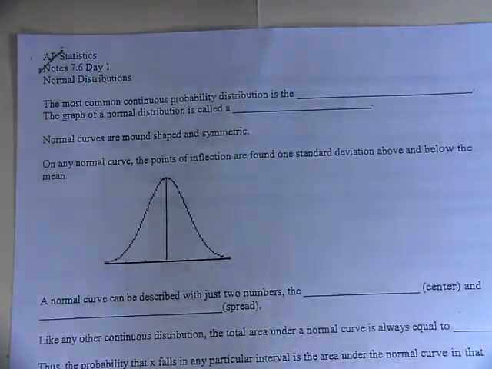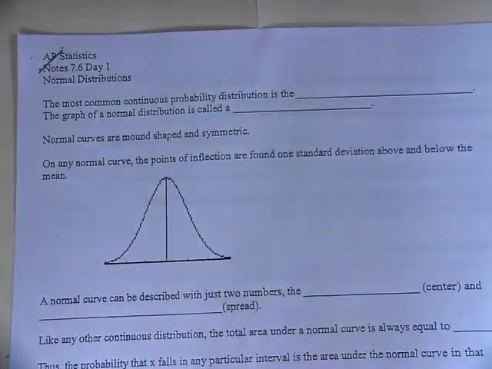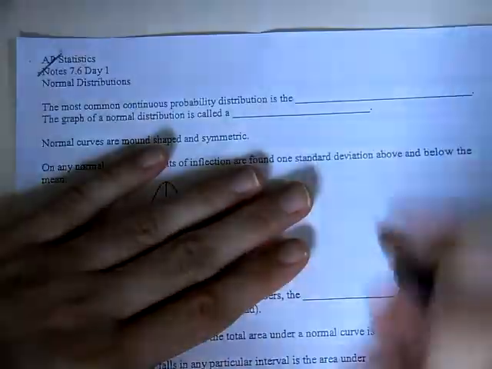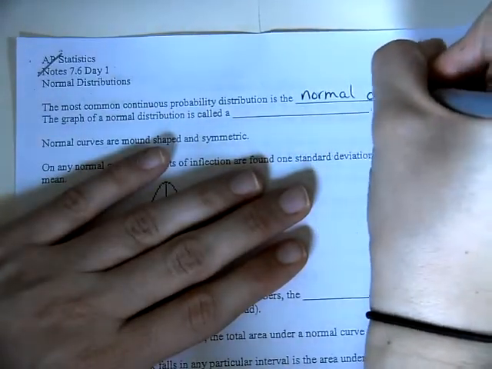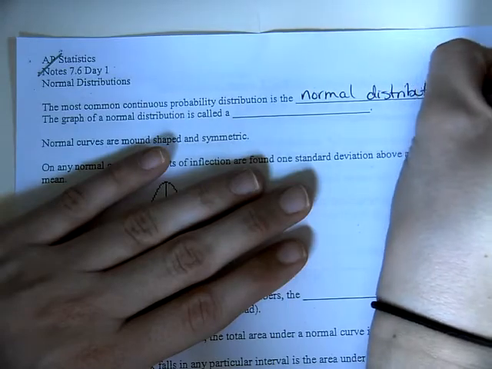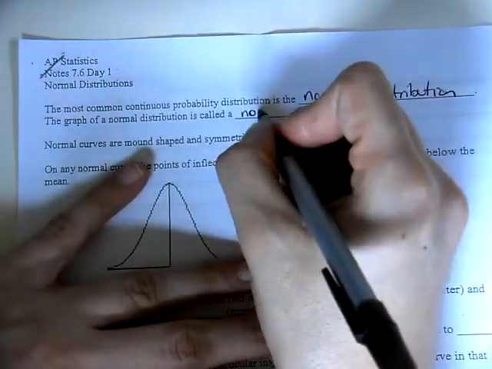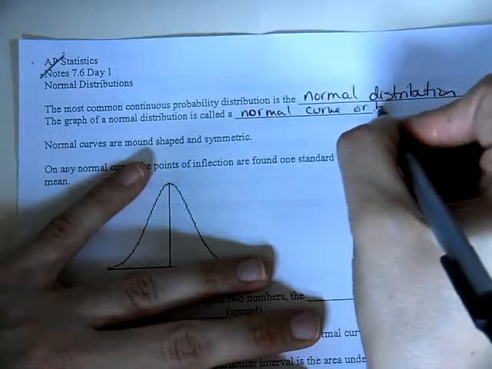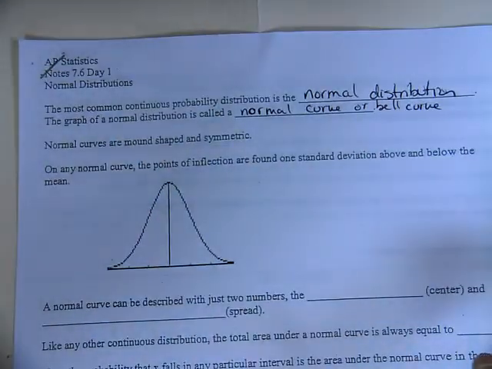In 7.5, we looked at common discrete variables with geometric and binomial. In 7.6, we're going to look at the most common continuous probability distribution, which is the normal distribution. So the graph of a normal distribution is sometimes called a normal curve or a bell curve. Normal curves are mound-shaped and symmetric.